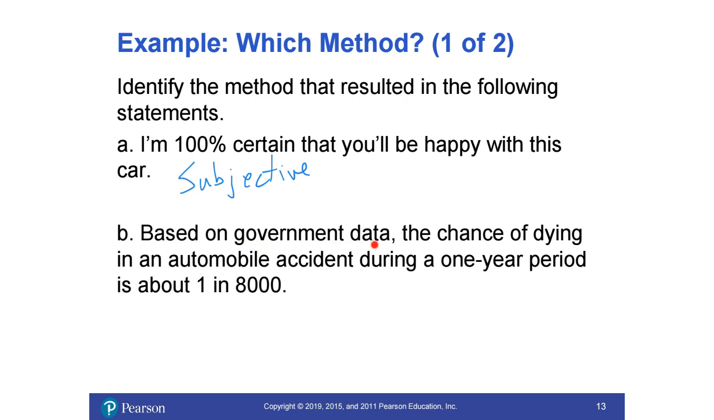Next, based on government data, the chance of dying in an automobile accident during a 1-year period is about 1 in 8,000. Now, this isn't something that someone can reason out and count out all the possibilities and count out how many ways the event can occur. No, this is based on observations. They see how many automobile accidents there are, how many fatalities there are, how many people are driving, and they do this probability calculation. So this is based on relative frequency.